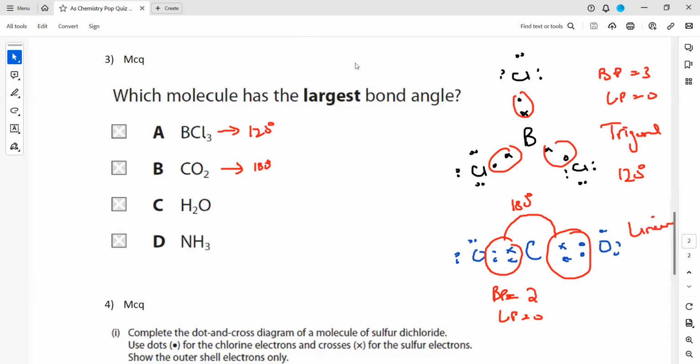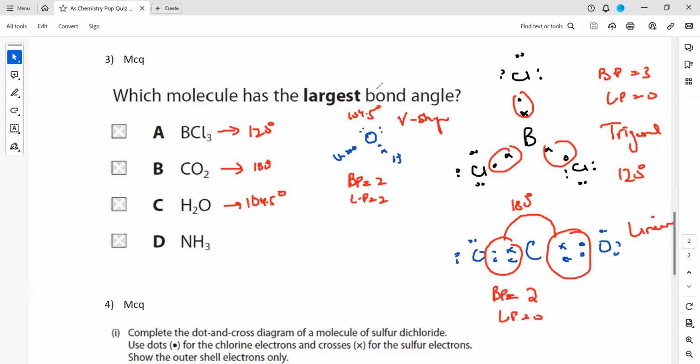For water, H2O, hydrogen shares one, oxygen shares one, but there are two lone pairs on oxygen. So when a molecule has two bond pairs and two lone pairs, what is the structure? It has a V shape or bent structure with a bond angle of 104.5 degrees. So this will be 104.5.